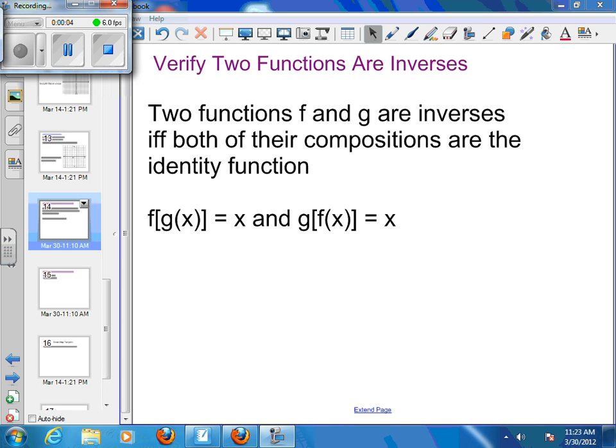So we want to be able to verify if two functions are in fact inverses of one another or not. So we need to look at the definition of what it means to be inverses and how we can tell that. Two functions f and g are inverses if and only if both of their compositions are the identity function. The identity function basically is your y equals x line.